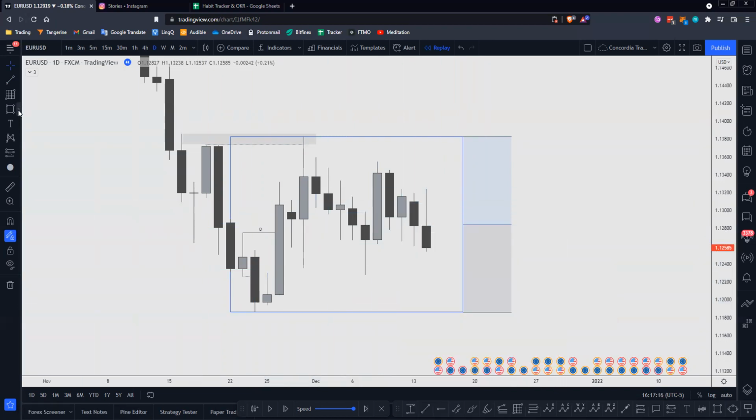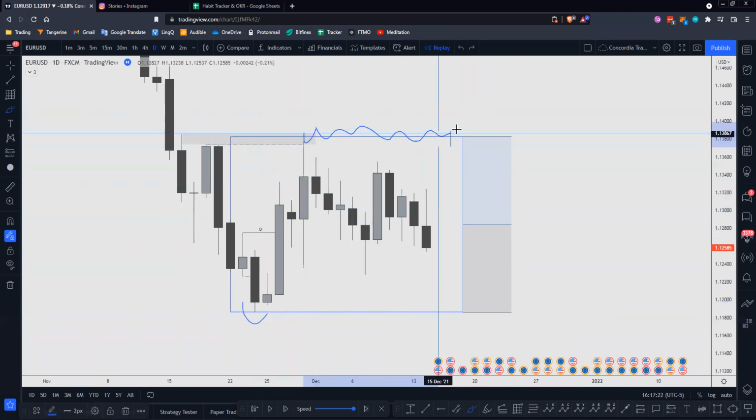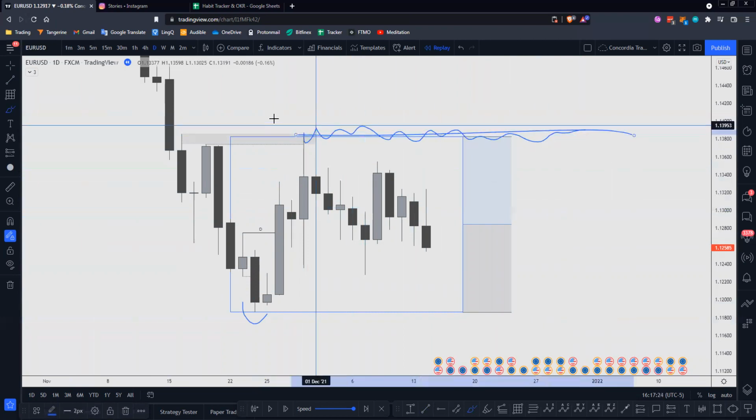Why? Because right here we have a sweep on liquidity, and we had a break of structure. Therefore, right here is where the daily target is going to be, right up in this level.